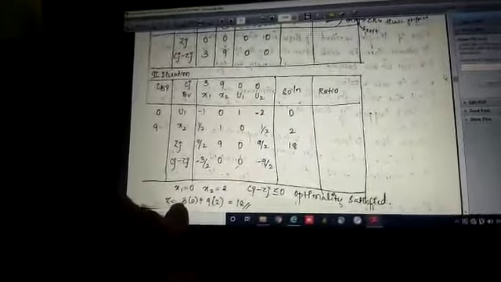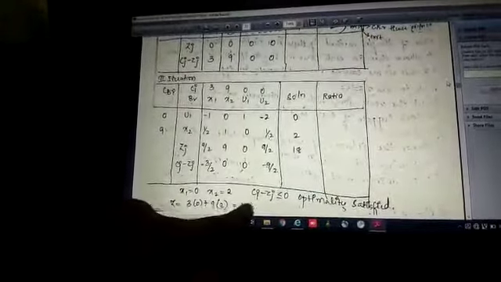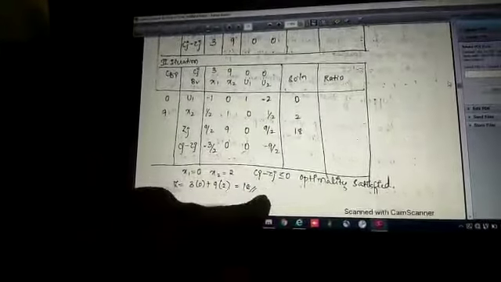So substitute the x1, x2 values in the objective function. The objective function is 3x1 plus 9x2. 3 into 0, since there is no x1 term in the final table when optimality has been achieved, so it is 0. 9 into 2 is 18. 18 we have got. This is how we should solve the degeneracy problem.